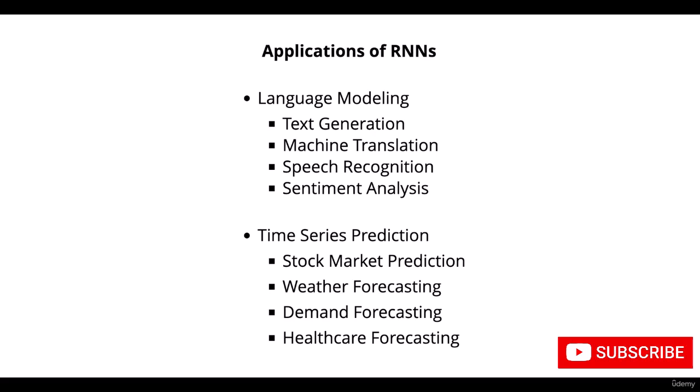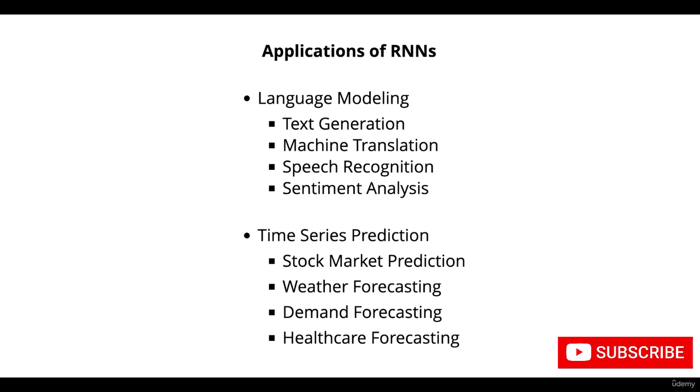The second application is in time series prediction. Time series prediction involves forecasting future values based on historical observations in a time-ordered sequence. RNNs are effective for time series prediction tasks because they can capture temporal dependencies and patterns in the data. Applications of RNN in time series prediction include the stock market prediction. RNNs can analyze historical stock price data and predict future stock prices, enabling applications like algorithmic trading and portfolio optimization.